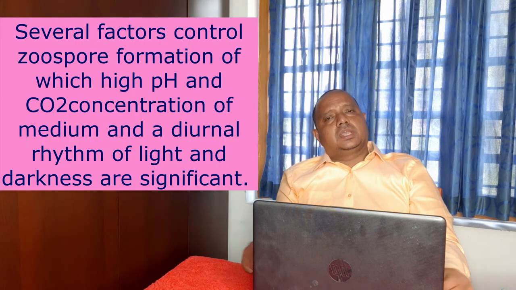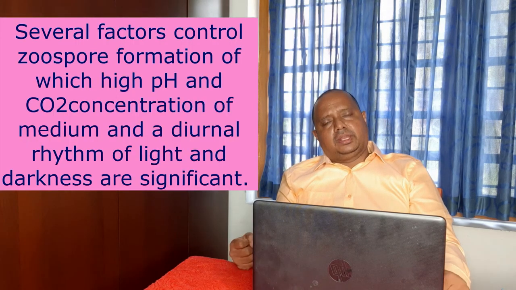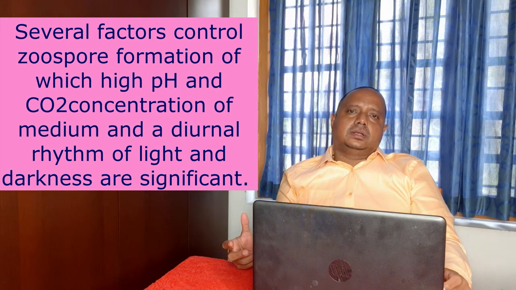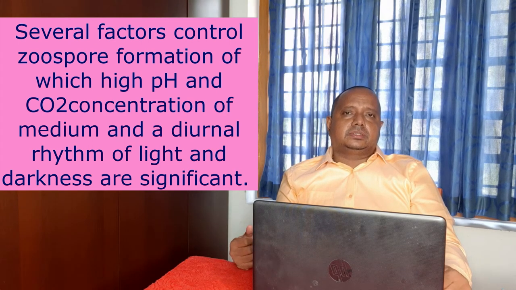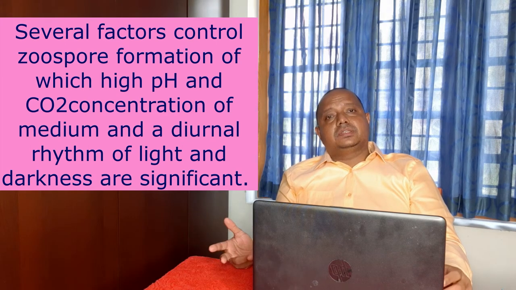Coming to asexual reproduction, it takes place with the help of zoospores. Zoospores are motile, flagellated spores developed from the vegetative thallus. Usually asexual reproduction takes place when the conditions are favorable: when active photosynthesis takes place, with an active supply of minerals and nutrients, sufficient dissolved carbon dioxide in the water, and high pH in the water.